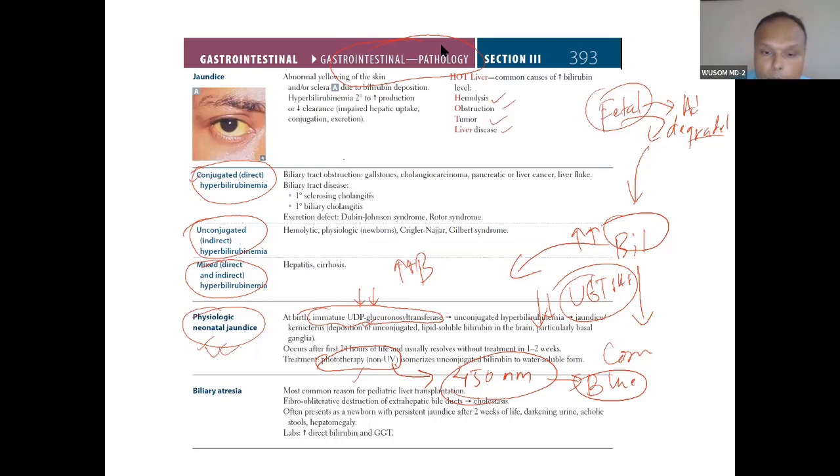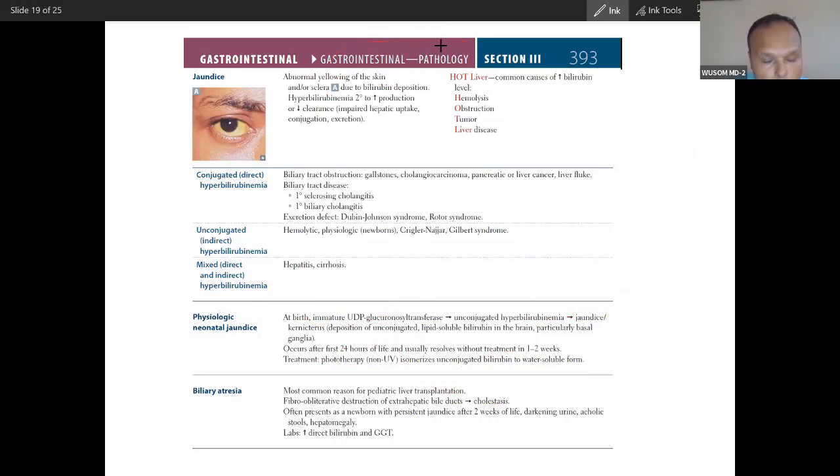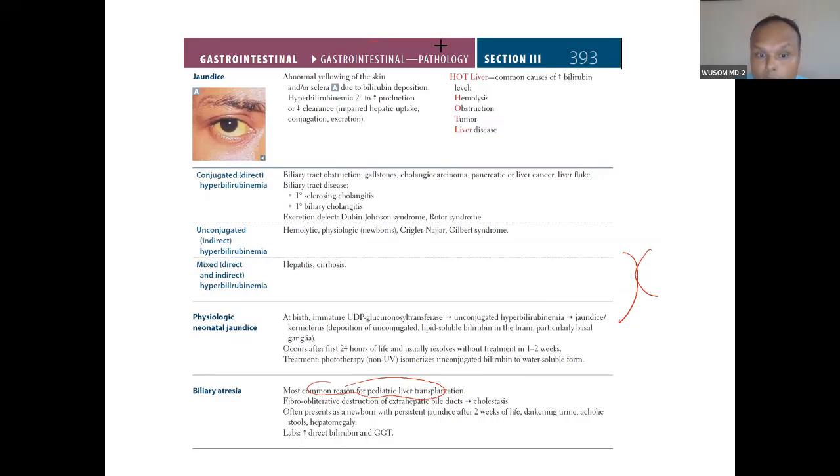Now biliary atresia, you can read yourself. It is purely part of your pathology. It is the most common cause of atresia, meaning the duct will be blocked. So the bile duct will be blocked, bile will accumulate, and bile is also toxic.